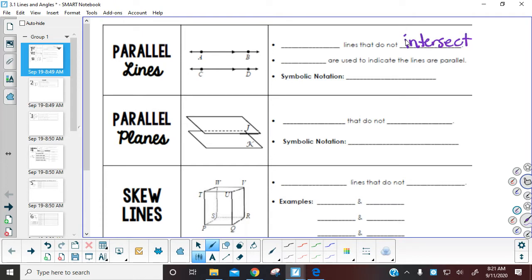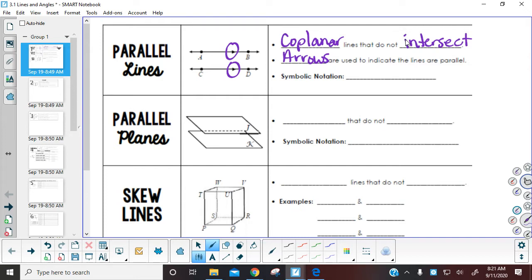The key about parallel lines, though, is that not only do they not intersect, but they also have to be on the same plane. So this fill-in is going to be coplanar. So they are coplanar lines that do not intersect. When we're talking about symbols within the picture, if you look at the picture, you have these little arrows marked. That means that those lines are intended to be parallel. So arrows are used to indicate that the lines are parallel within the picture.